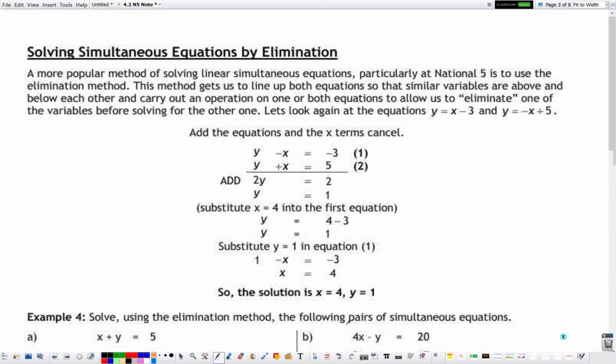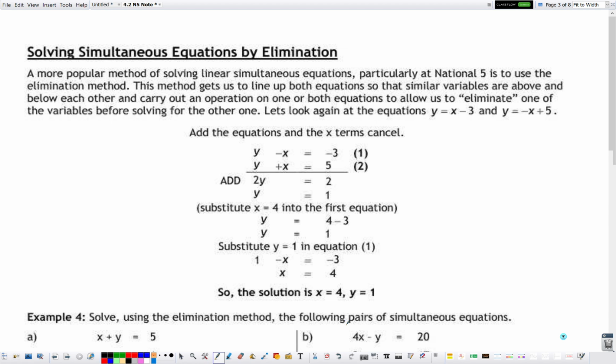Okay, so we're now going to look at solving simultaneous equations by the elimination method. Now this is more efficient than having to actually rearrange equations and draw lines, because we're not always going to have square paper. So the elimination method, the algebraic method, is a lot more efficient. This is the one that we are going to be using basically all the time.